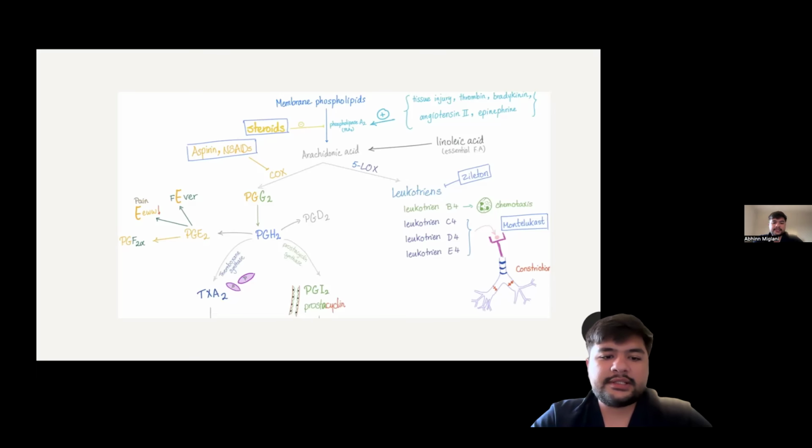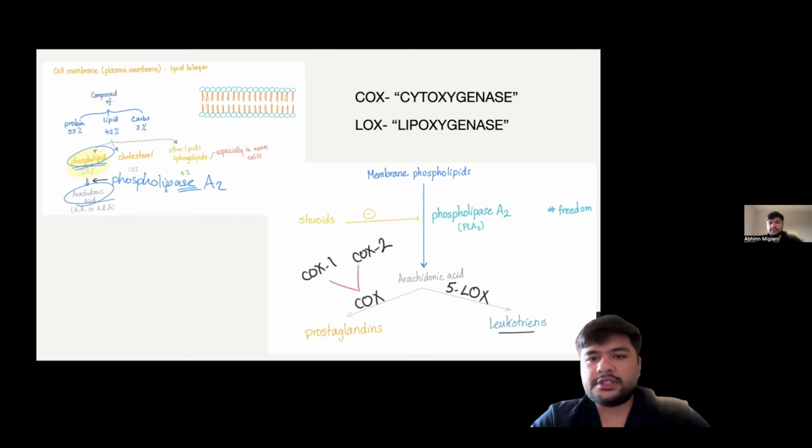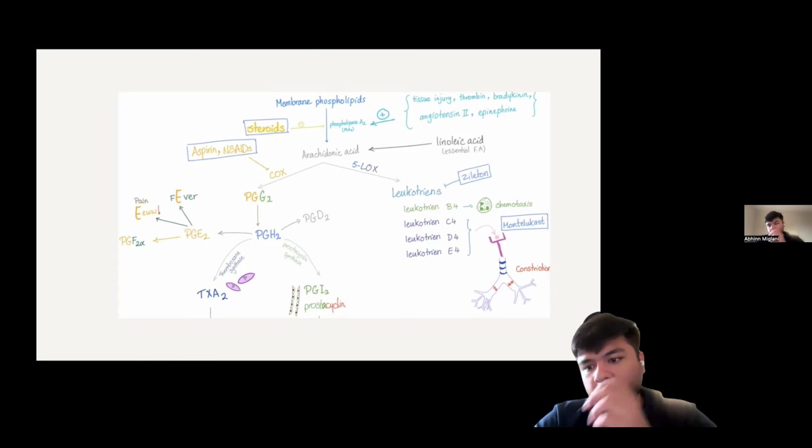So here we can see the same diagram again. Here we have seen the lipooxygenase enzyme. The lipooxygenase enzyme leads to the formation of leukotrienes. Leukotrienes are very bad for asthmatics, so they need to be kept under control.